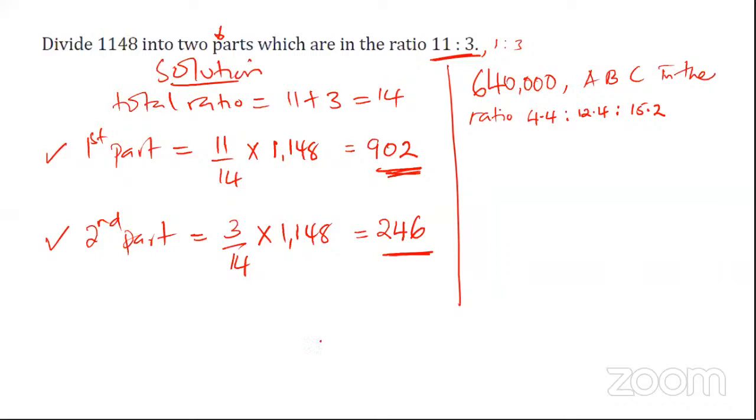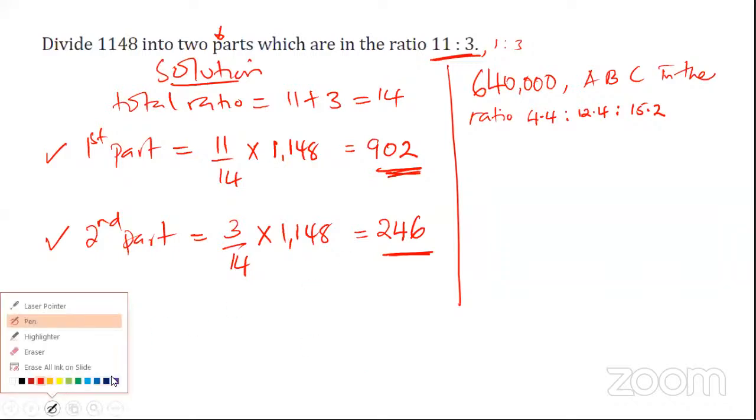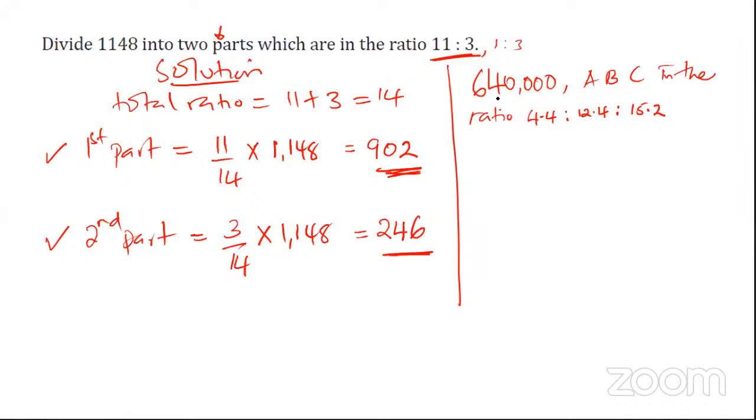So we've been given a question here. An amount of 640,000 is shared amongst A, B, and C in the ratio, this is our ratio. Step one, we get the total ratio. So our total ratio will be 4.4 plus 12.4 plus 15.2. What answer do we get there when you total up? Type your answer.